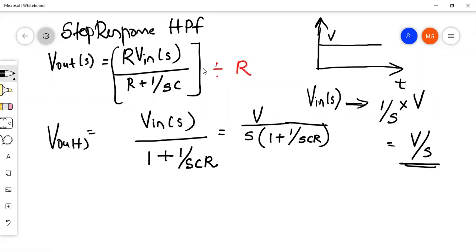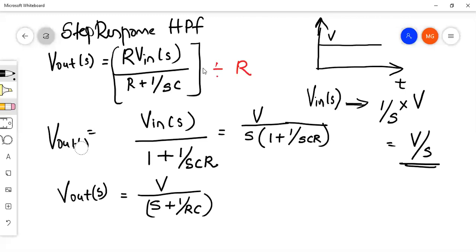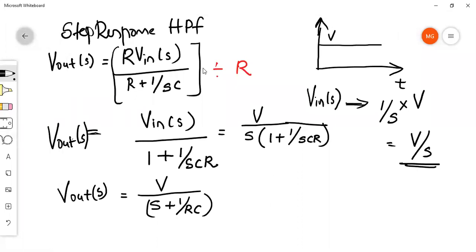Then I am again modifying that equation. I multiply and open the bracket. So I will get V divided by S plus 1 by RC. Is that correct? Sorry, this is V out of S. So I got this equation as the step response.